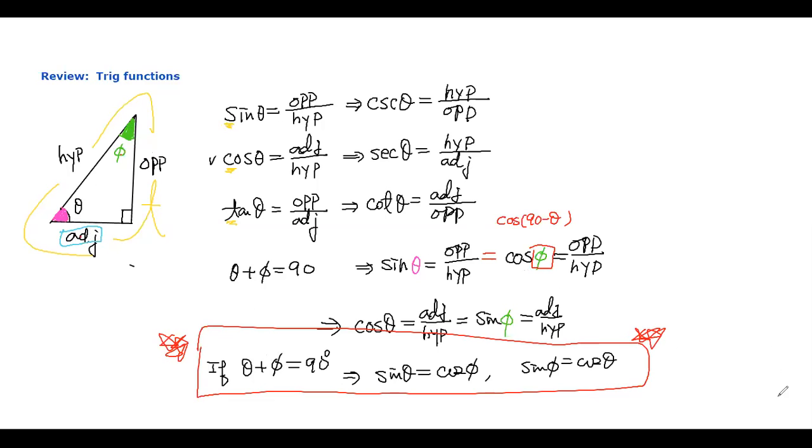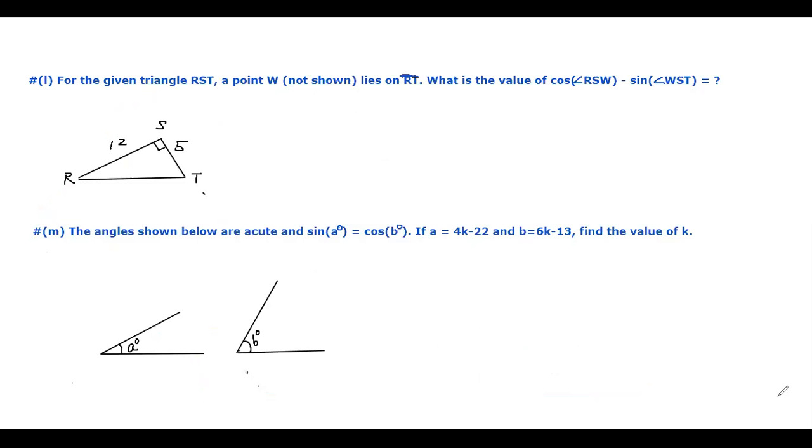Okay, now let's take a look at this problem. For the given triangle RST, a point W is on RT. They did not tell you where W is, so let's assume this is my W. It could be any point on RT. If you connect these two, you get this W here.